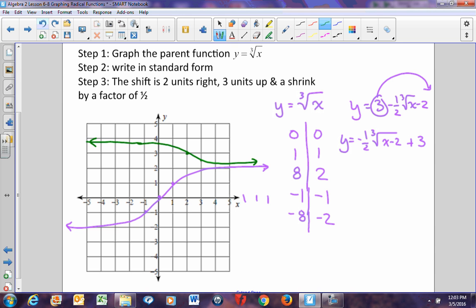The square root functions, I expect you to be able to do without your calculator. Cube root functions are a bit more complicated, so I'm probably going to let you use your calculators after you can tell me what it did. For example, the shift is 2 units right, 3 units up, and a shrink by a factor of a half. Then stick it in your calculator and draw your cube root graph.